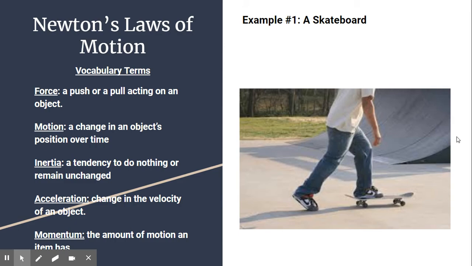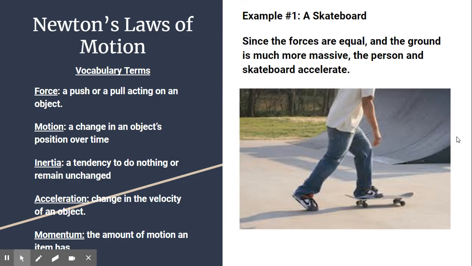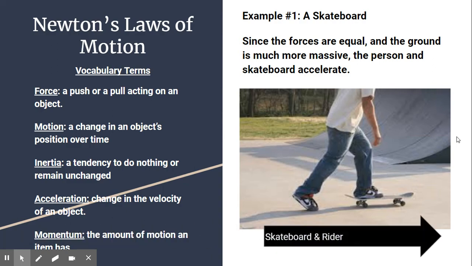Here in this first example, you've got a person who's riding a skateboard. They push on the ground with a force. Their foot pushes on the ground with a force. But the ground pushes right back on that foot with an equal and opposite force. And that's what causes the skateboard to move.